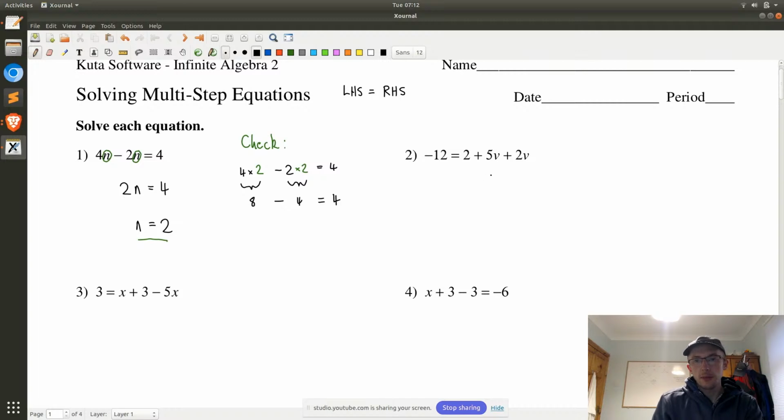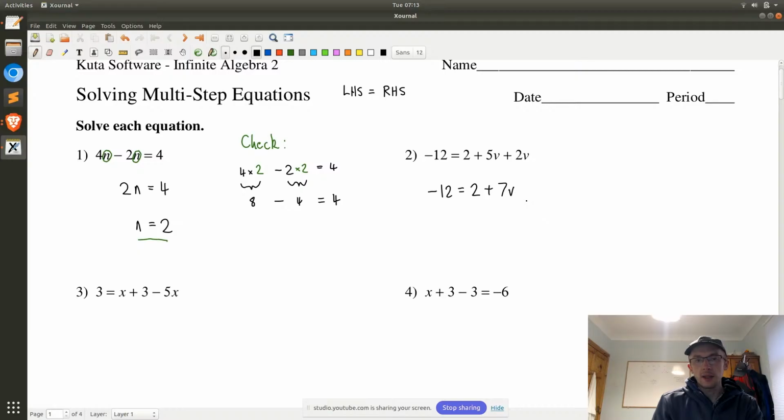Okay. Problem 2. Negative 12 equals 2 add 5v add 2v. We have to clean up the right-hand side to collect the like terms. So I write negative 12 equals 5v and 2v are like terms. They match. Think of 5 bananas, add 2 bananas. Well, that's 7 bananas. So I write negative 12 equals 2 add 7v. Just like that.